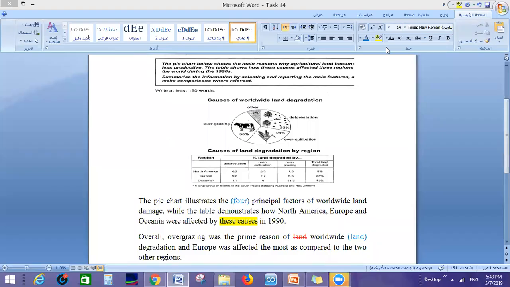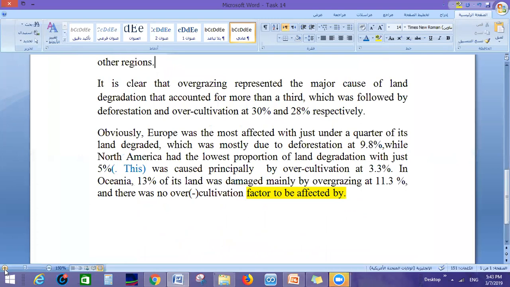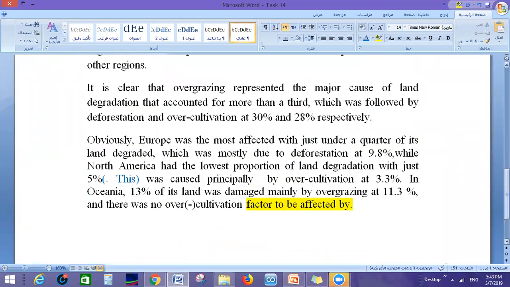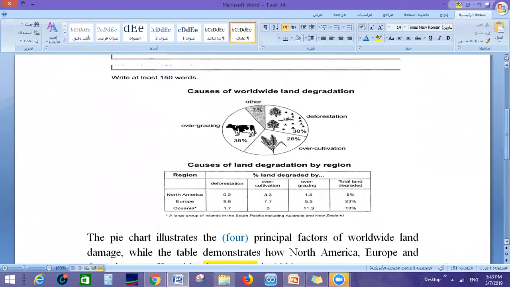Okay, so let's take a look at this task one. This task one has two parts. It has a pie chart and a table, so it's a kind of a two-in-one. Let's take a look at the data.